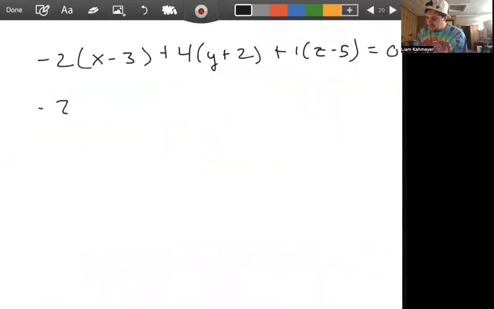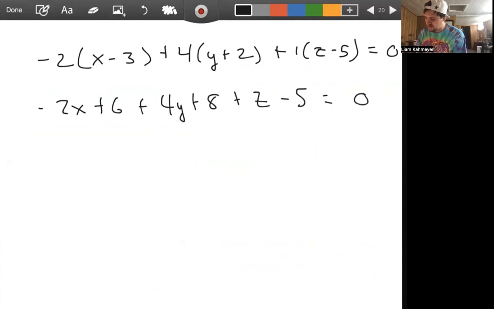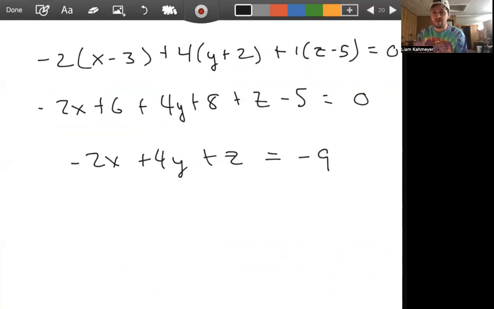So then we would have negative 2x plus 6 plus 4y plus 8 plus z minus 5 equals 0, which means we get negative 2x plus 4y plus z equals, looks like we're going to have negative 9, because we have 14 minus 5 on the left-hand side, which would be 9. You subtract it, you get negative 9.